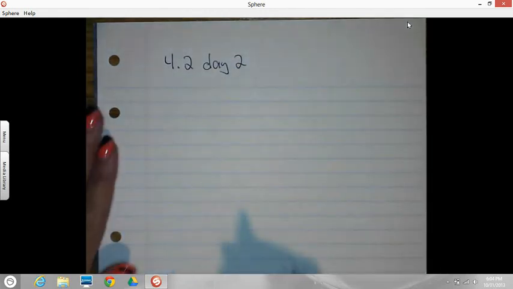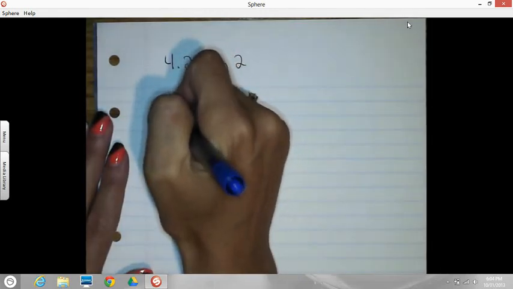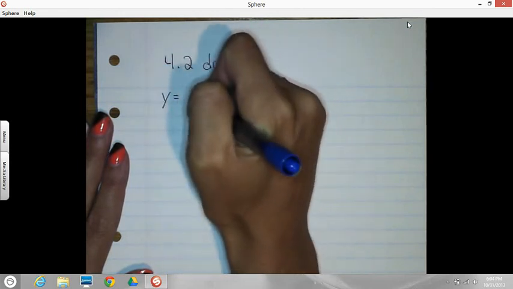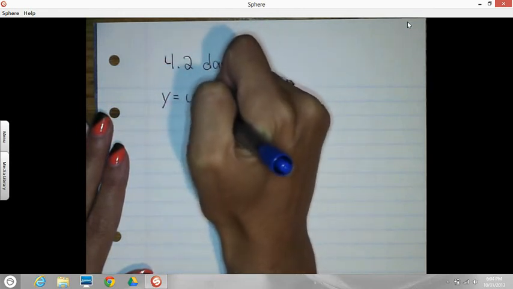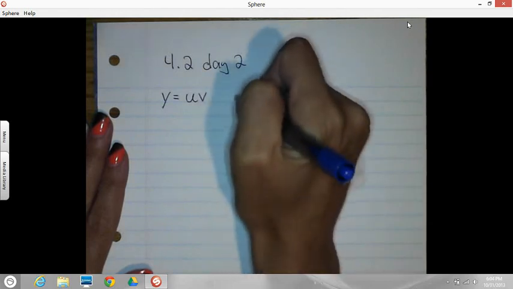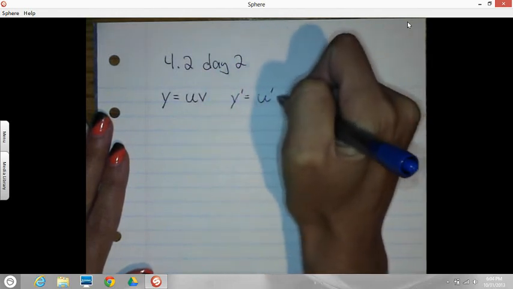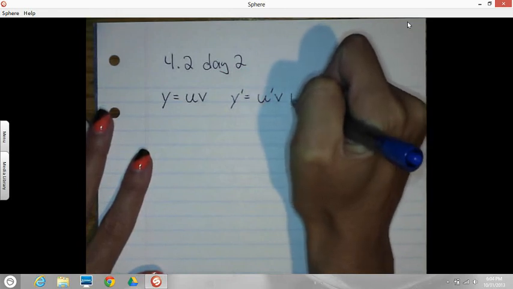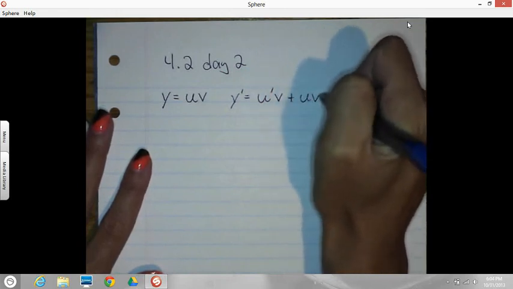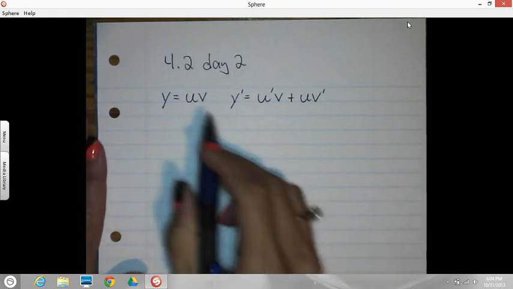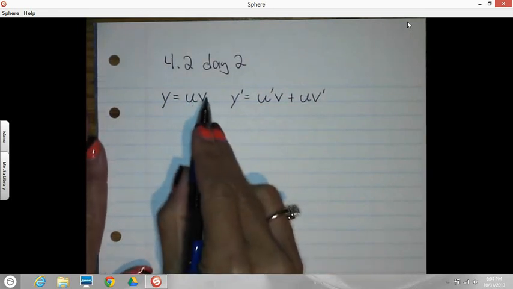Okay, so we are still working with our product rule that we learned yesterday, which is when you have a product of two functions, the derivative is the derivative of the first function times the second plus the first times the derivative of the second. And you recognize it as an x term times an x term.